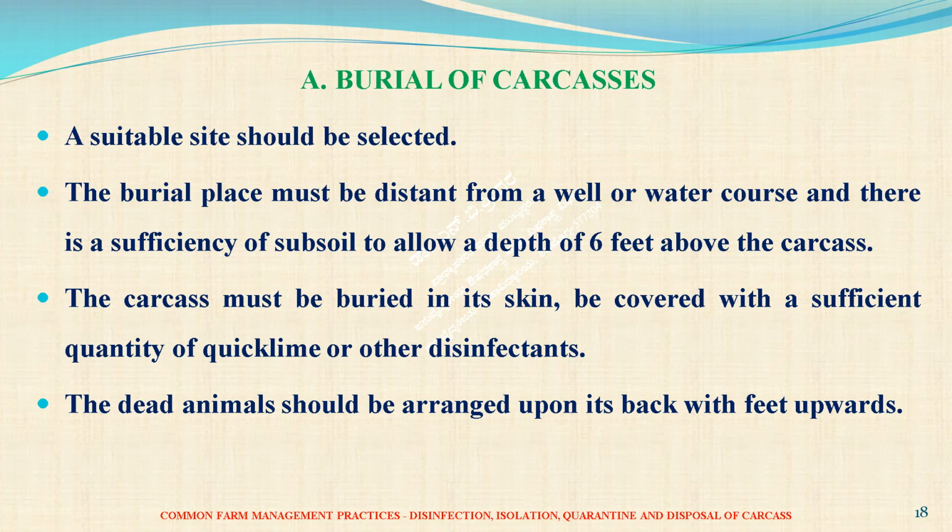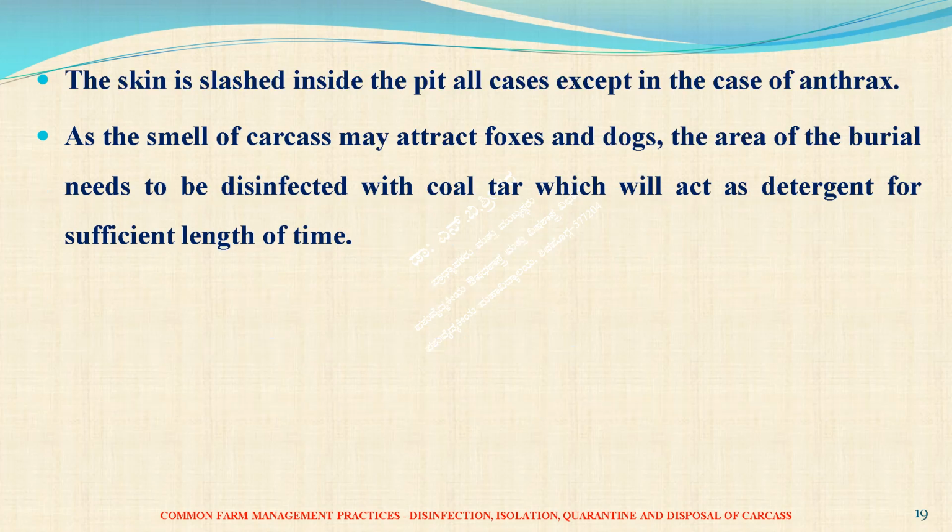So, how a carcass should be disposed of is, the back of the animal should be down and the feet upwards, so that the head is down. Then the skin is lashed inside the pit, in all cases except anthrax. In anthrax, no postmortem should be conducted. If anybody wants to have the diagnosis, the blood oozing out of the orifice needs to be taken on a slide, then stained immediately and seen.